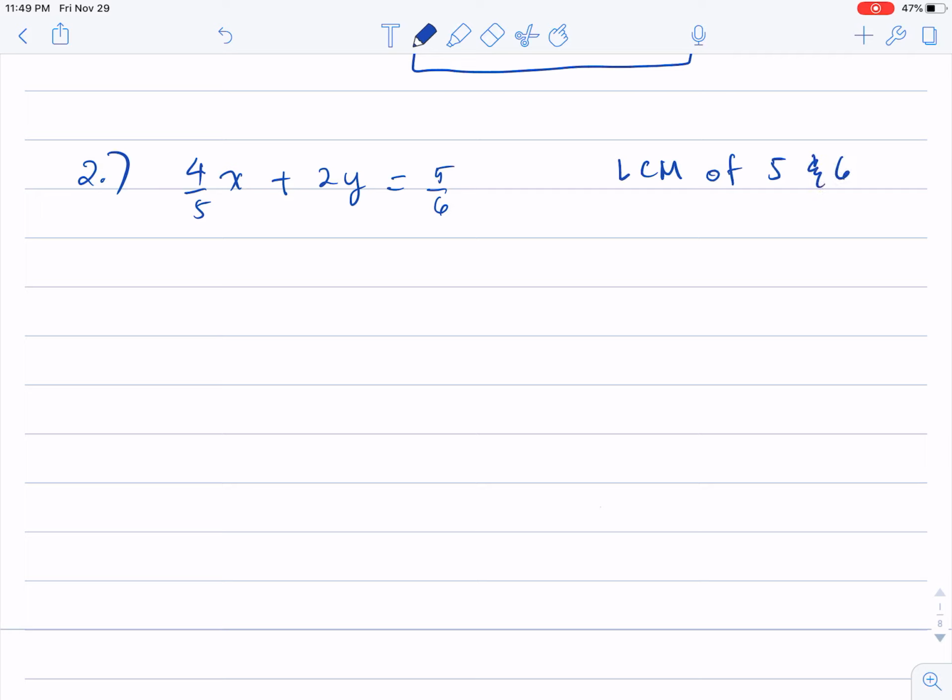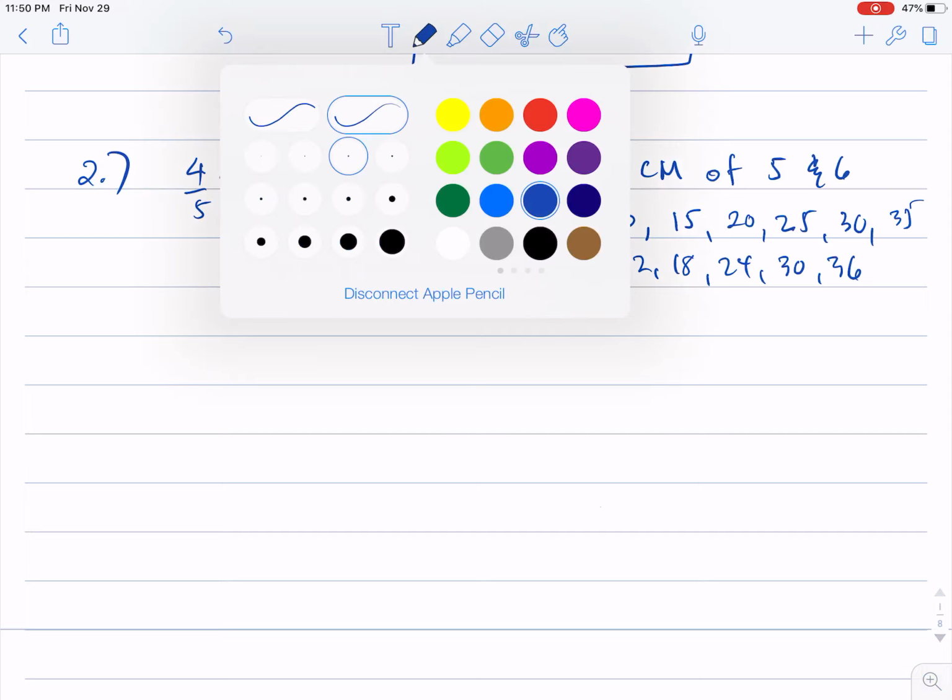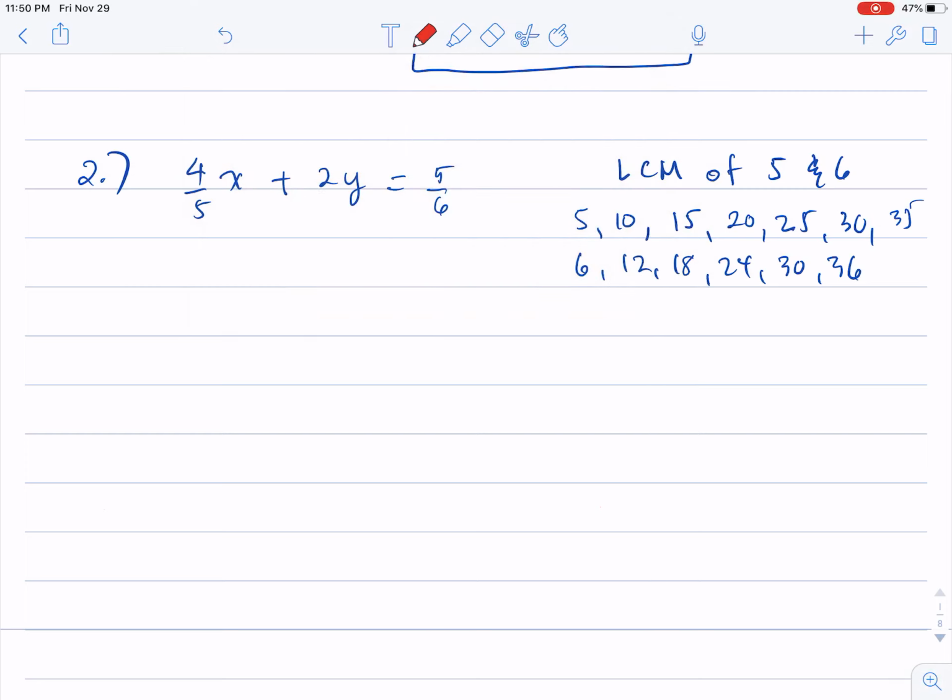Alam niyo ba? So 5, 10, 15, 20, 25, 30. These are the multiples of 5. Pag 6 naman, 6, 12, 18, 24, 30, 36. Ang least common multiple yung una o pinakamaliit na common sa kanilang dalawa. So this is 30.